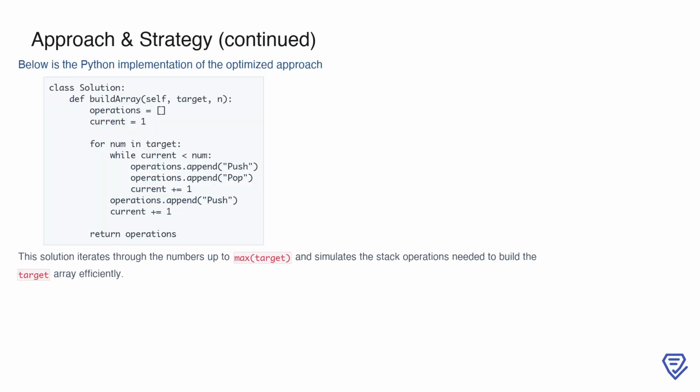Here is the Python implementation of the optimized approach. In this solution, we initialize an empty list called operations to store the sequence of stack operations, and a variable current to keep track of the current number we're processing. For each number in the target array, we check if current is less than the target number. If it is, we append push and pop operations to skip over the numbers until current matches the target. Once they are equal, we append a push to add the number to the stack and increment current. The process continues until all elements in the target array are processed.